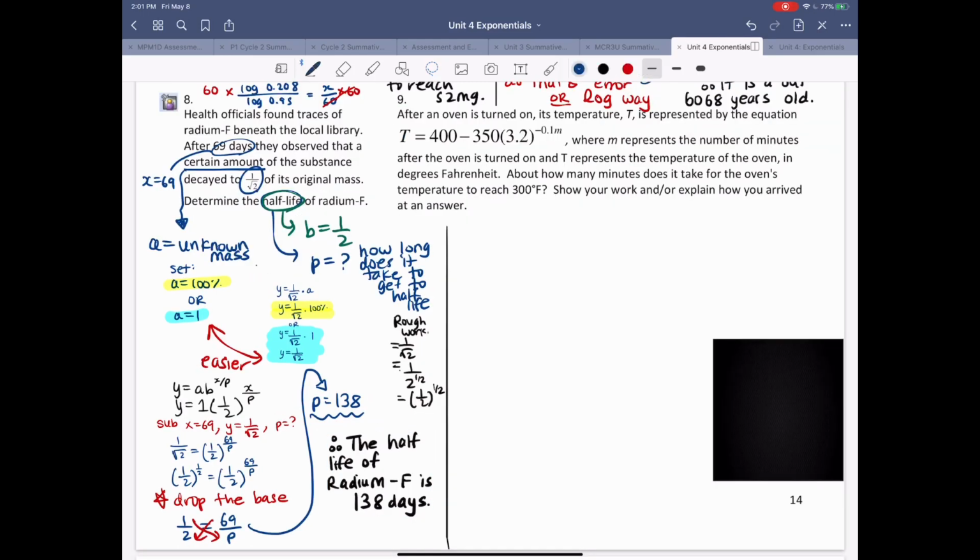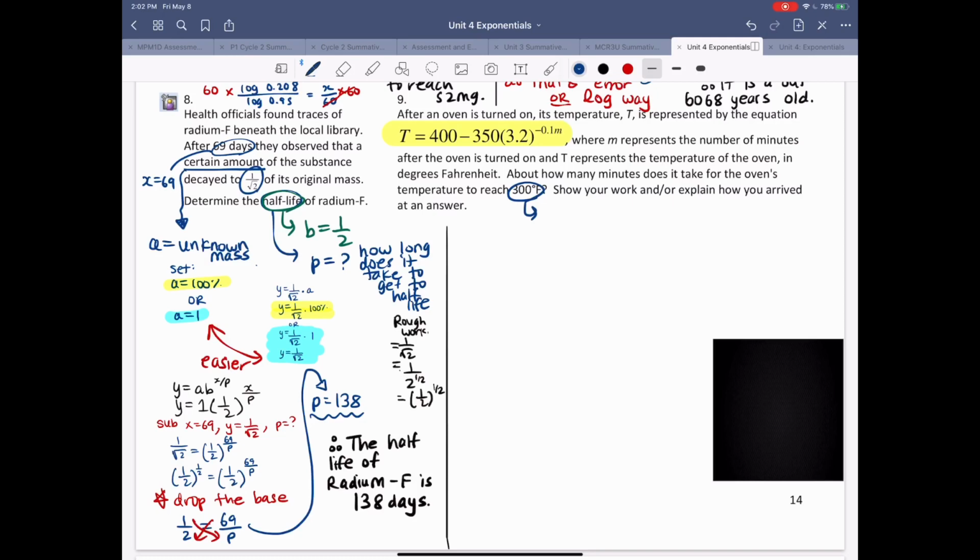For question 9, I have the following. After an oven is turned on, its temperature T is represented by the following equation, where M represents the number of minutes, and T represents the temperature of the oven in degrees Fahrenheit. About how many minutes does it take for the oven's temperature to reach 300 Fahrenheit? Show your work or explain how you arrived at an answer.